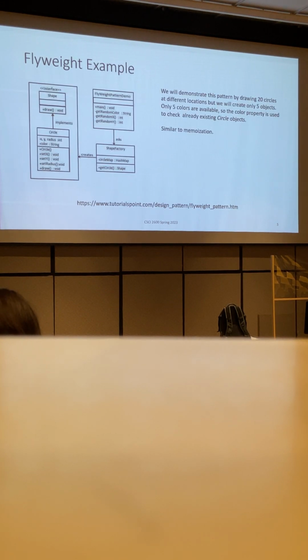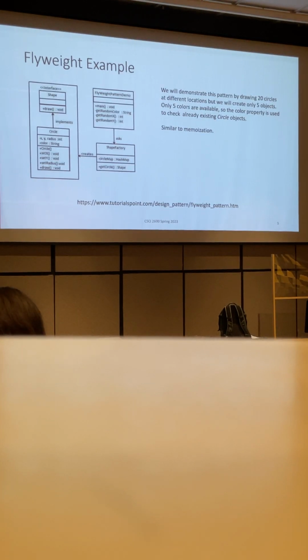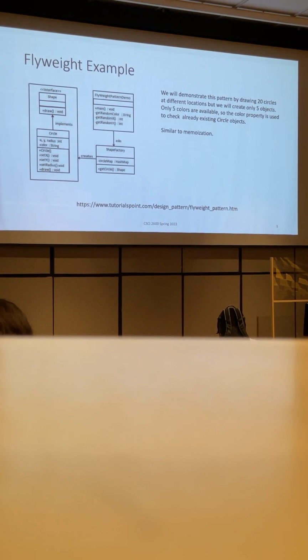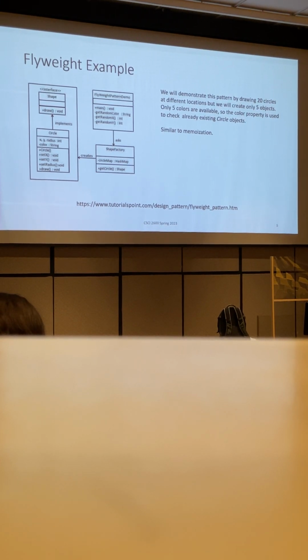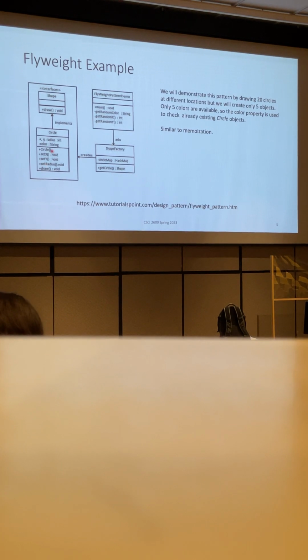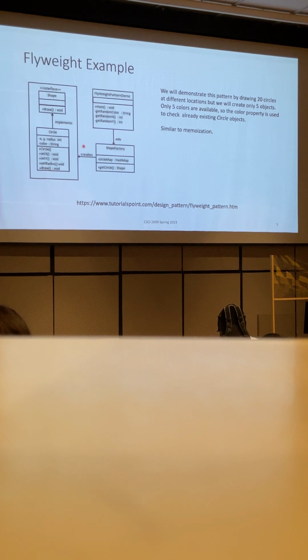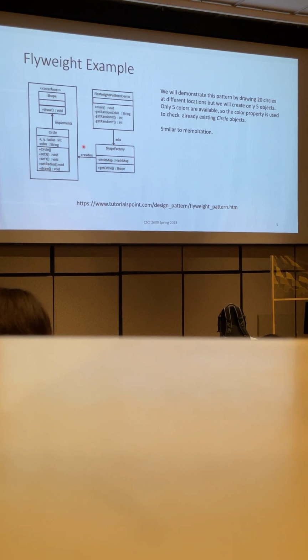All right, let's look at an example. So here is a circle, and a circle implements the shape interface, and we want to have circles of the 5 colors, right? So the color of the circle is given by this string here, color, and we want to only ever allow at most 5 different circles with 5 different colors.